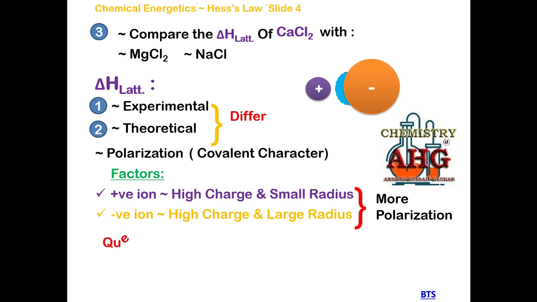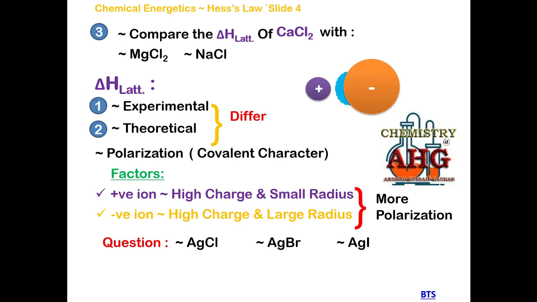Okay, let's take an example. Suppose you have been given a set of silver compounds: silver chloride, silver bromide, silver iodide. Two questions can be asked. Number one, which of these three compounds would have maximum polarization? And number two, which of these compounds would have maximum deviation between its experimental and theoretical value? The answer is the same for both questions. How to get the answer? Just compose your mind, and then write down the answer.